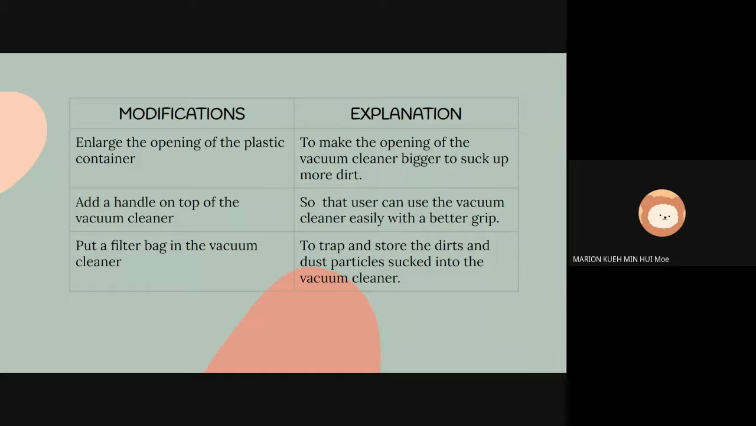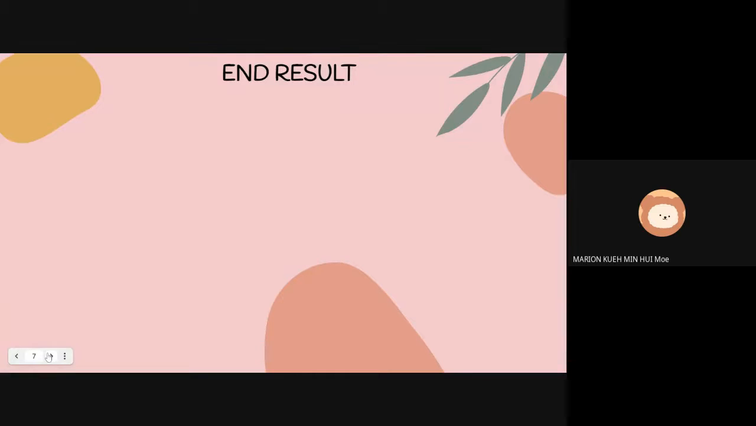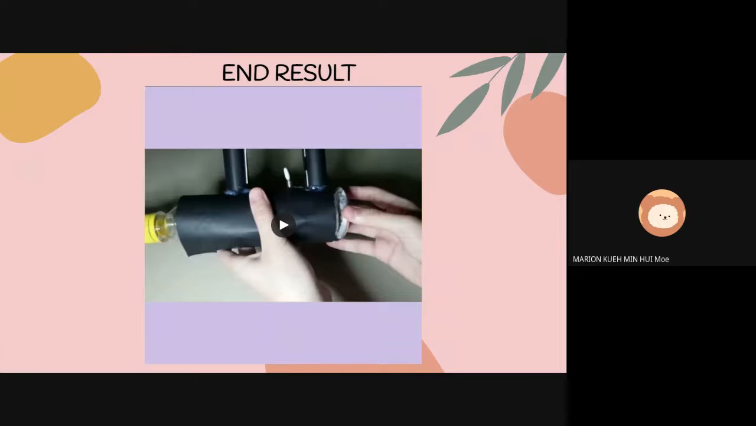The modifications that can be done to the object are to enlarge the opening of the plastic container. This is to make the opening of the vacuum cleaner bigger to suck up more dirt. Besides, we can also add a handle on top of the vacuum cleaner so that the user can use it easily with a better grip. Next, we can also put a filter bag in the vacuum cleaner. This is to trap and store the dirt and dust particles that are sucked in. So this is the end result of my vacuum cleaner.